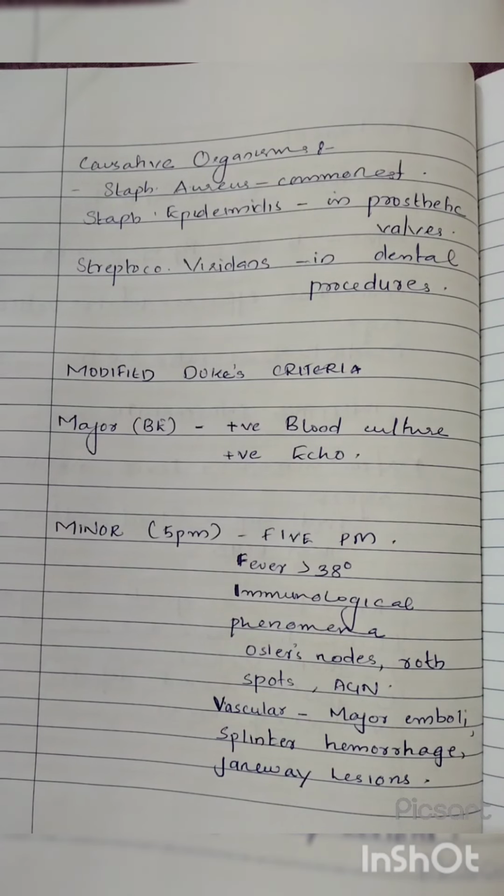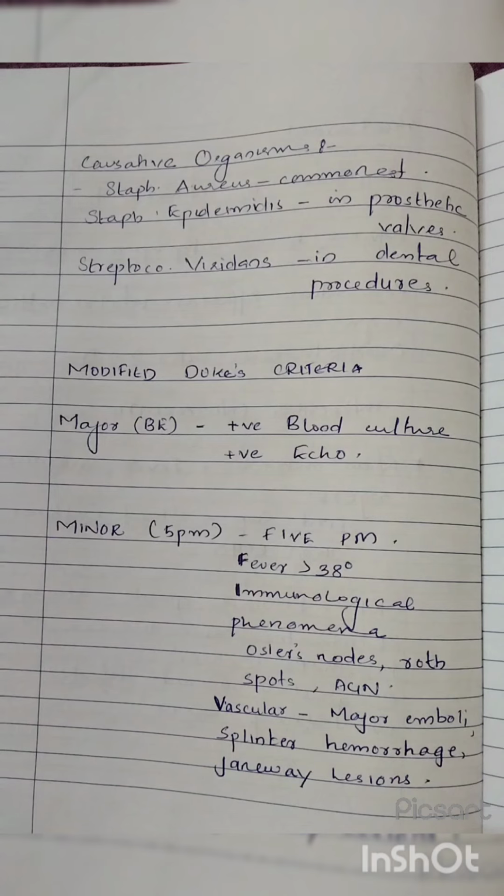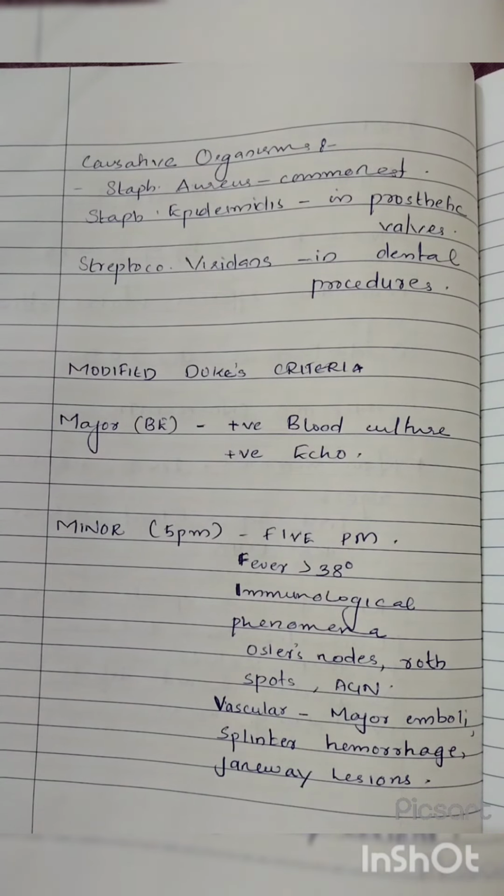The causative organisms: the most common one is Staph aureus. In people using prosthetic valves, Staph epidermidis should also be considered. And Streptococcus viridans in dental procedures.